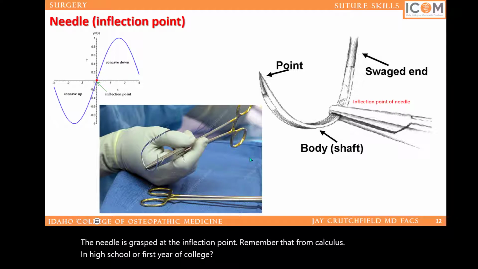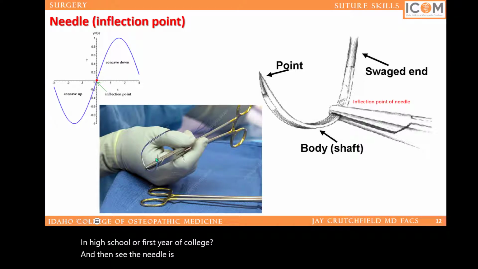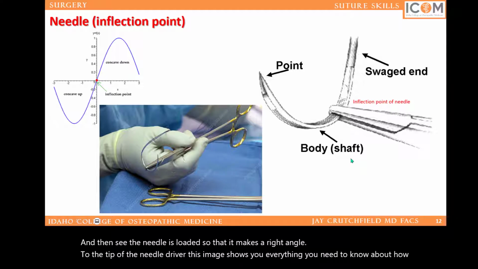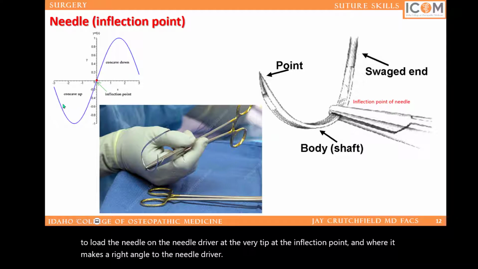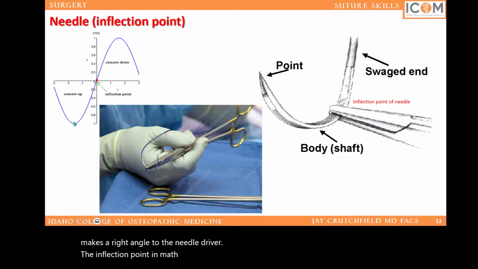And then C, the needle is loaded so that it makes a right angle to the tip of the needle driver. This image shows you everything you need to know about how to load the needle on the needle driver: at the very tip, at the inflection point, and where it makes a right angle to the needle driver. The inflection point in math is where a curve goes from curve up to curve down or vice versa.